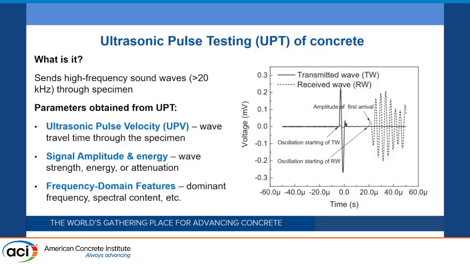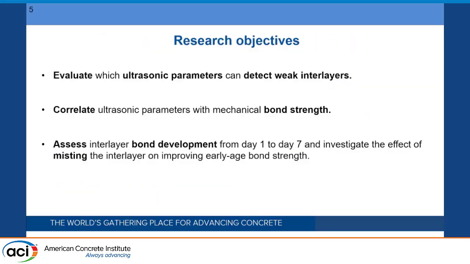The first one is ultrasonic pulse velocity, which is the distance that a wave travels divided by the time it takes. The other parameters can be signal amplitude and energy, or some frequency domain features, which I will talk about when I'm showing the results.